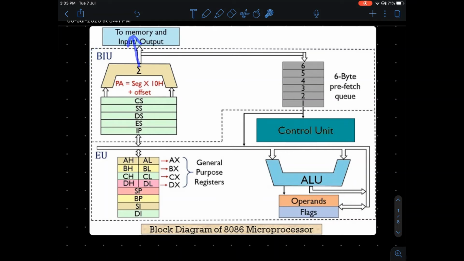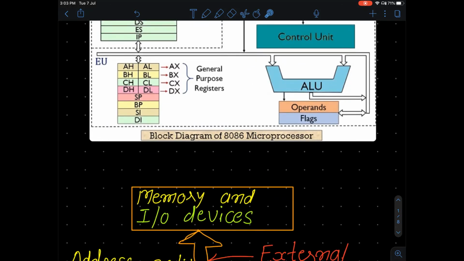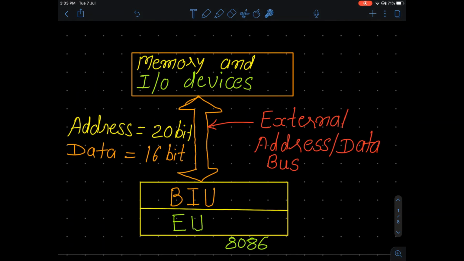BIU communicates with the outside world, that is, with memory and input-output devices, and EU performs arithmetic and logical operations. Now we'll discuss it with the help of this simple diagram. The 8086 consists of two sub-blocks, BIU and EU. What does the BIU do? BIU gets connected with outside devices such as memory and IO devices with the help of external address, data and control bus.